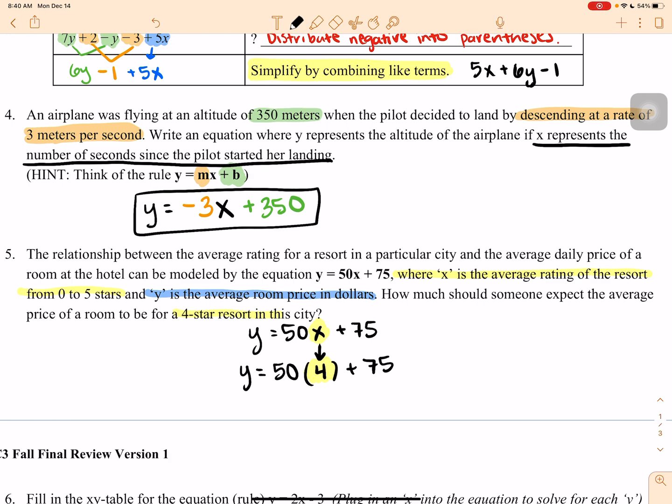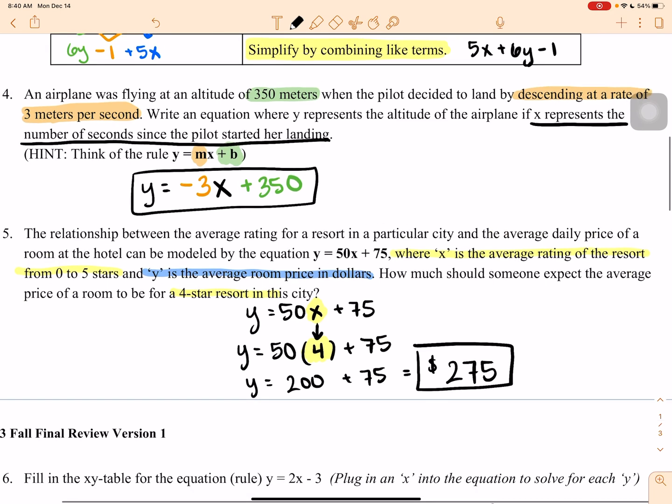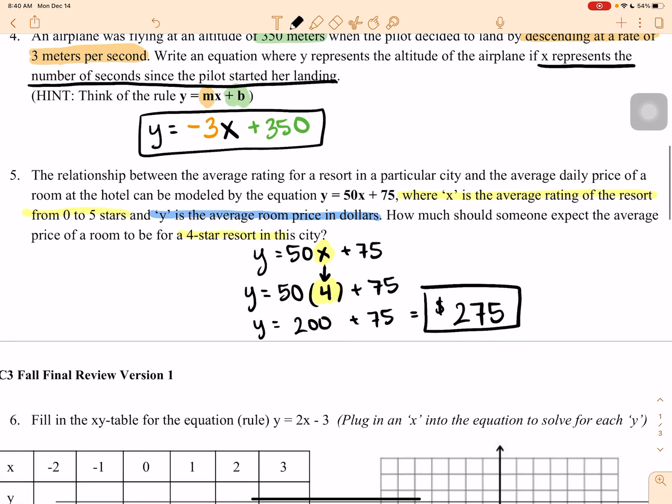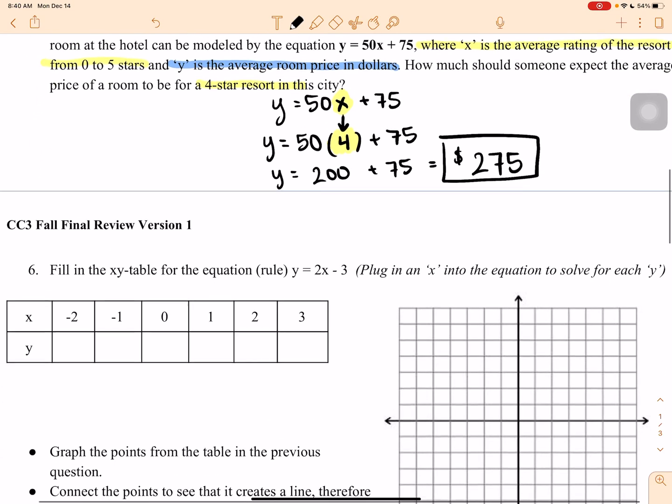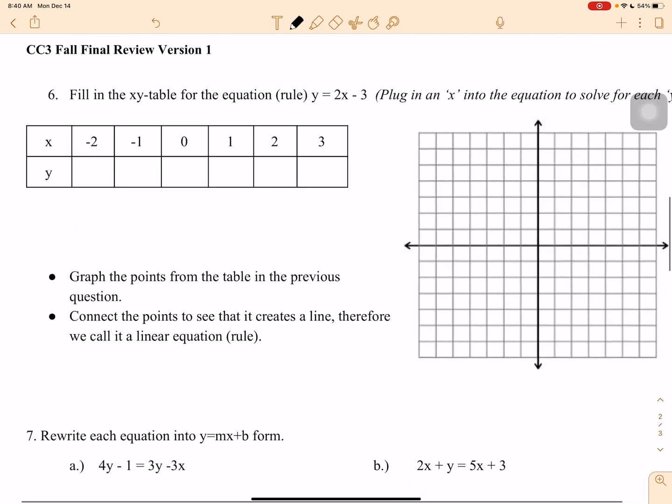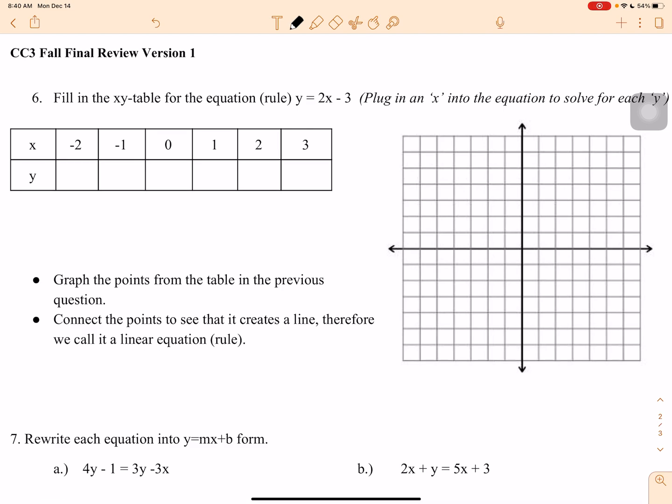So now we just have to simplify. 50 times 4 is 200, plus 75 is $275. That would be the average cost of the room if it was a 4-star resort. Okay. So again, please be pausing the video and doing these on your own first and then checking your work with mine.